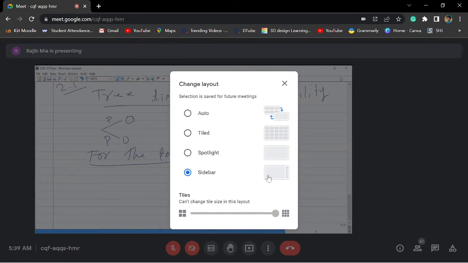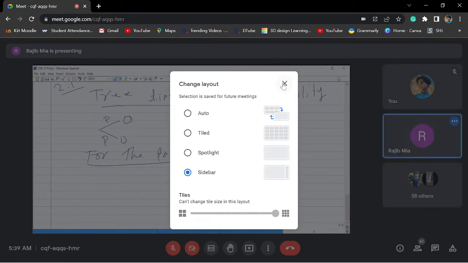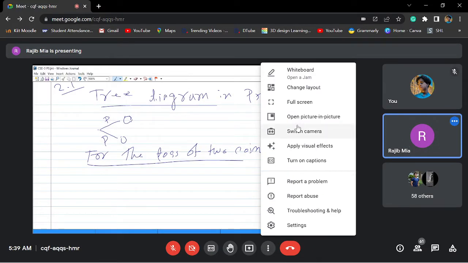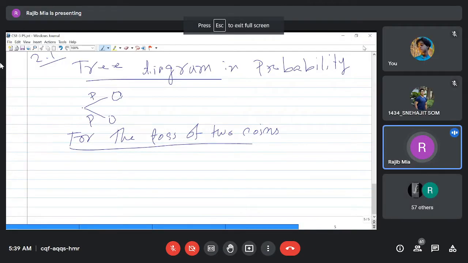You know that for the toss of two coins, there will be a total of four outcomes. For the first toss there are two outcomes, the second also two. So it is two into two, that is, the total number of outcomes is four. Okay.